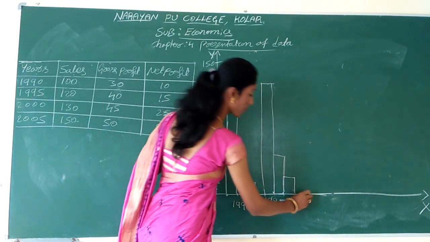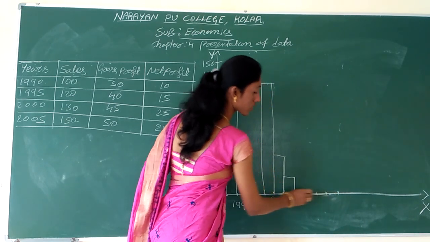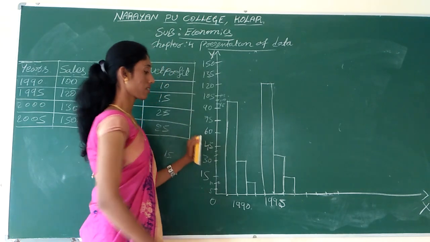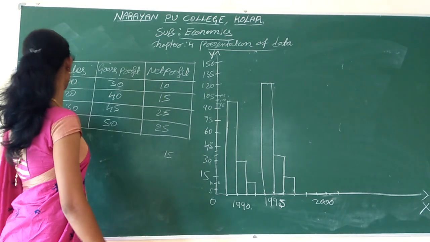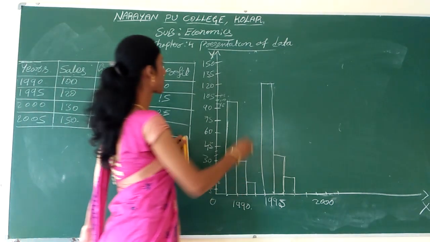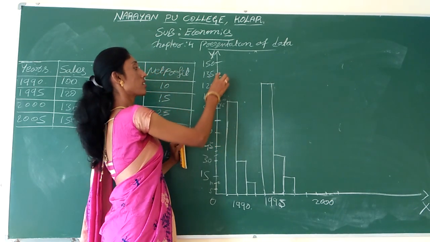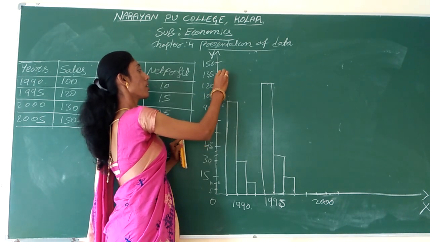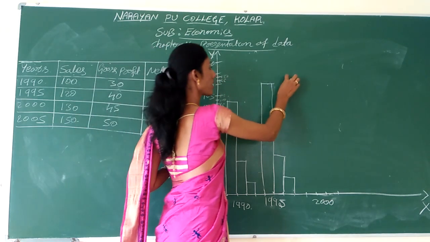In the same way, take the other points also. The distance between all these points should be the same. Got it? And this is 2000. Under 2000, the sales of the company is 130. Here 125, 130, three divisions we have made. One is 125, this is 130, and this is 135. Here come to 130.